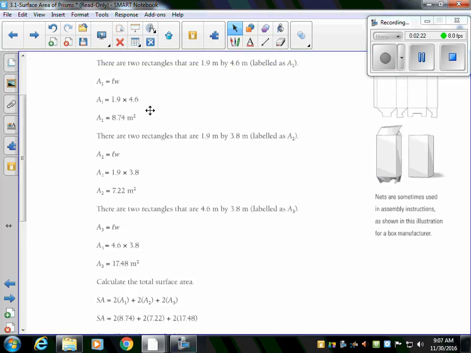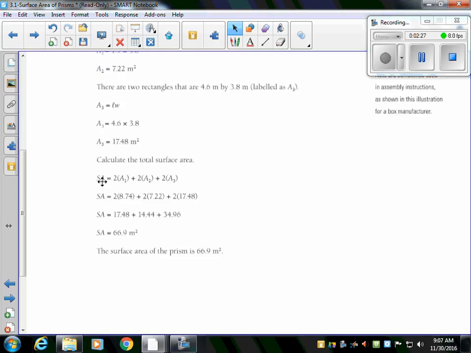But we have to remember there's two area 1s, two area 2s, two area 3s. So when we calculate the total surface area, we go 2 times area 1 plus 2 times area 2 plus 2 times area 3. And so when we do that and substitute in the numbers that we got, we get a total surface area of 66.9 meters cubed.